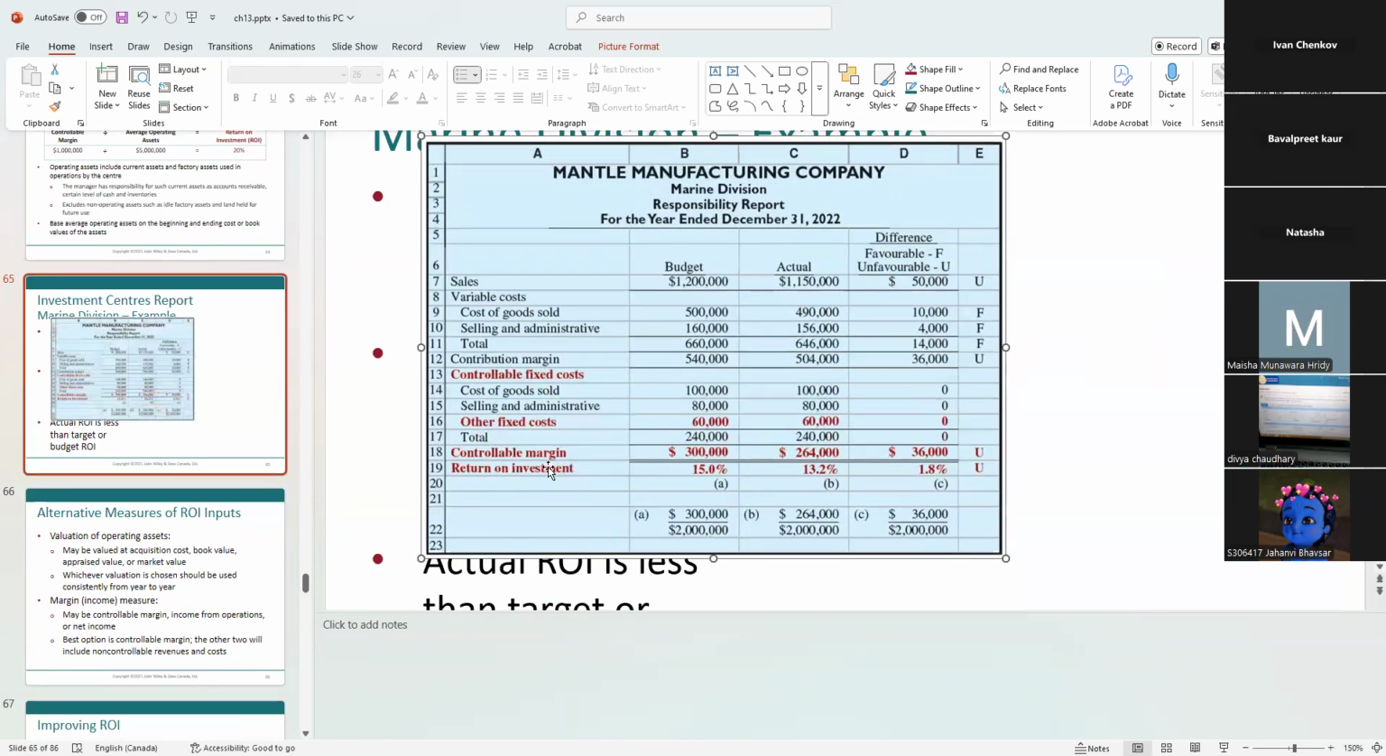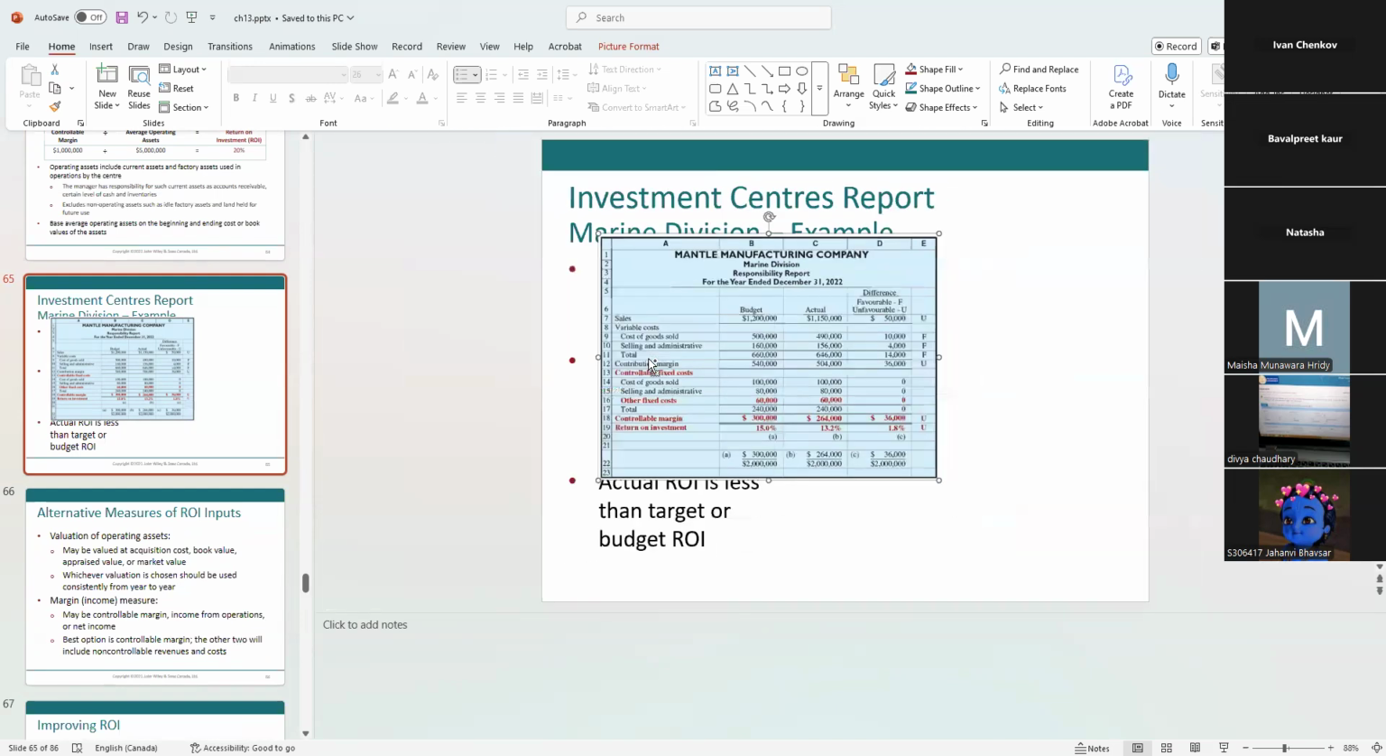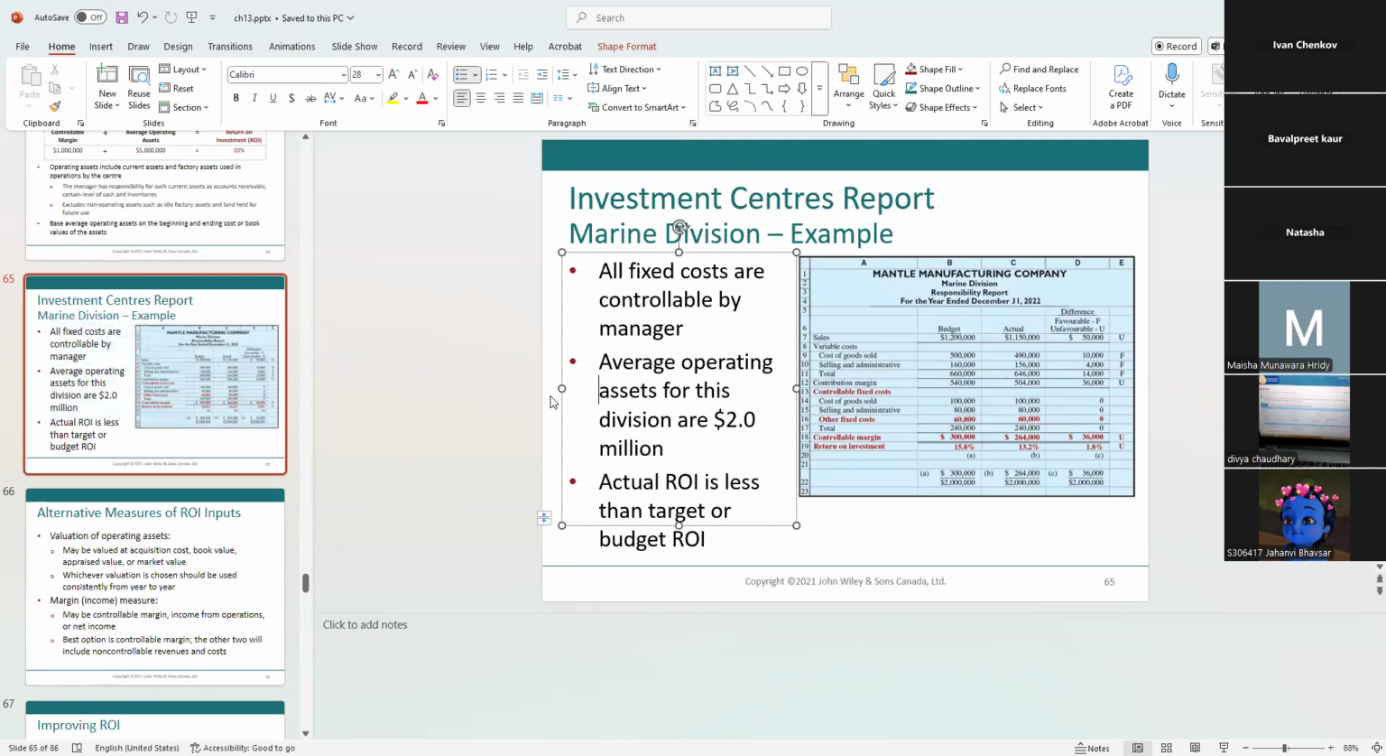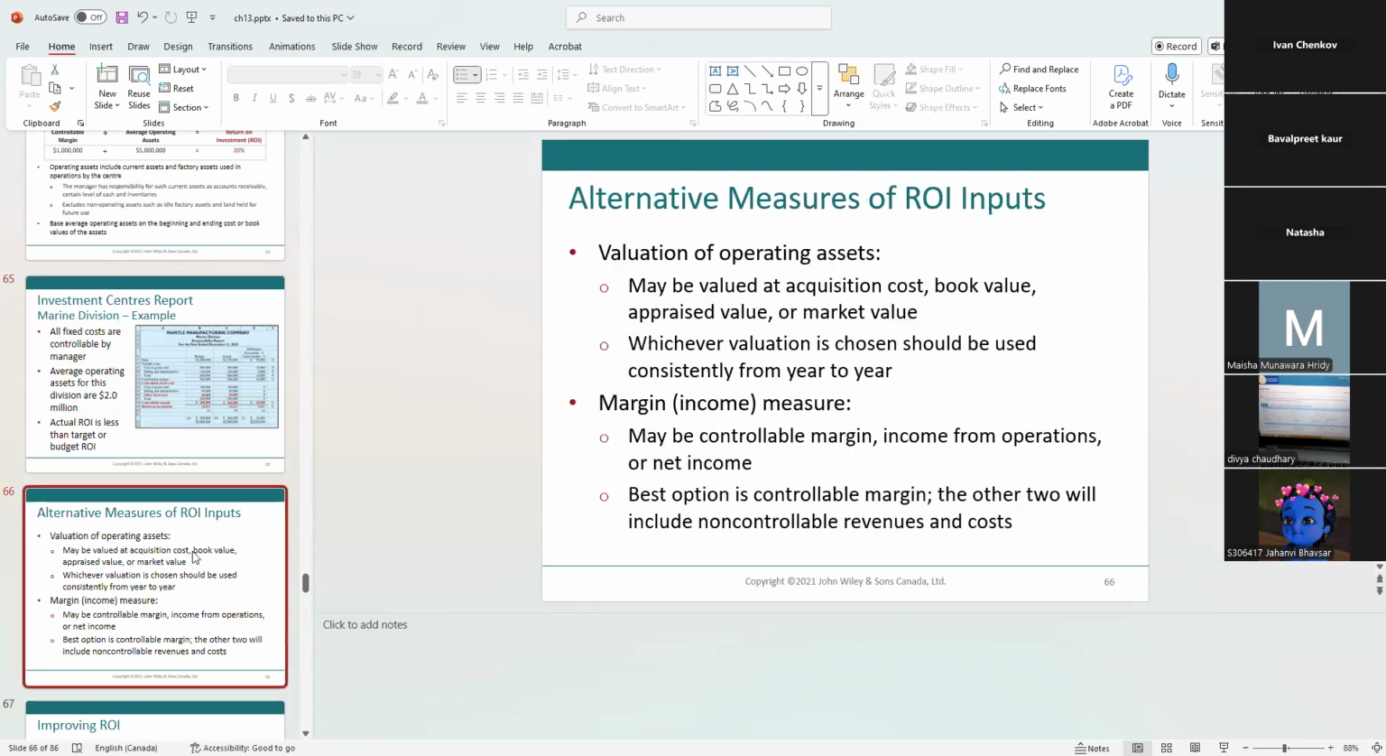So you can have this as a different calculation for the return on investment. In this case we're always working with the controllable margin divided by average operating assets to get the return on investment if you have to invest. So that's how you get your return on investment. Again, remember, operating income divided by average operating assets.